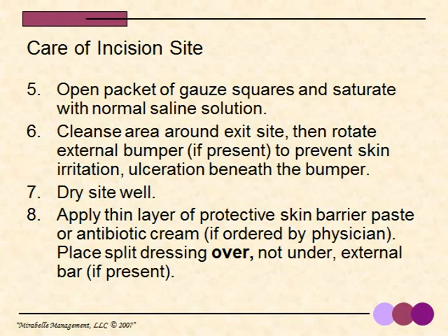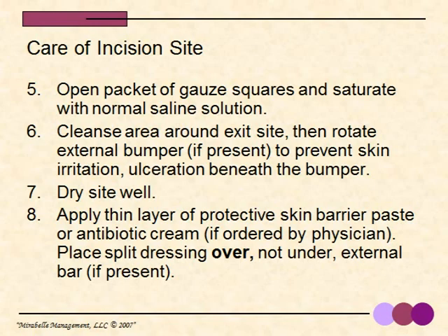You will need to have available some gauze squares, and then I want you to saturate those with normal saline solution. You cleanse around the exit site of the tube. And then if there is an external bumper, and that bumper is used so that the tube stays in place, if that's present, you want to rotate that slightly so you can clean in all the area around the stoma. This is to prevent skin irritation and any ulceration that might develop beneath the bumper. And then dry the site very well.